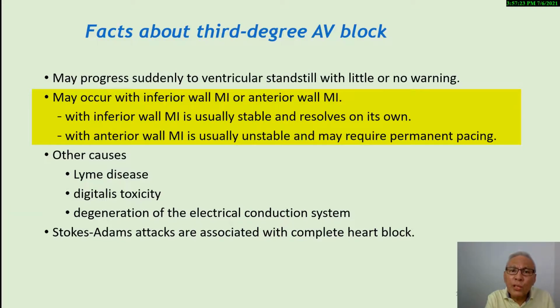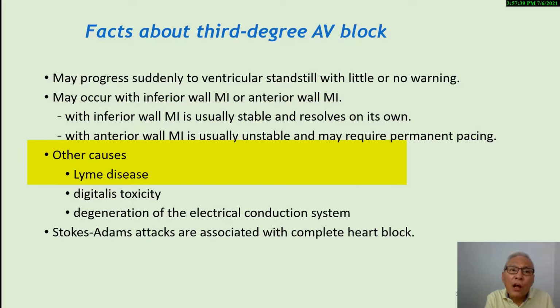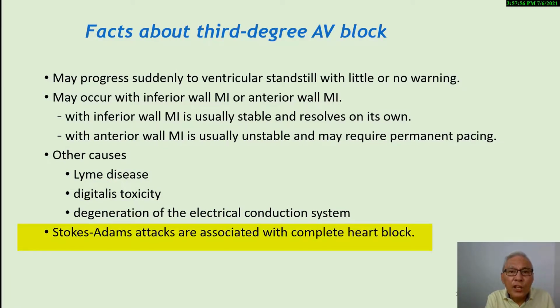Notice now that in the event that it is a complication of an inferior wall MI, it usually is stable and resolves on its own. However, if it is a result of a complication of an anterior wall MI, it usually is unstable and may require permanent pacing. There are other causes of third-degree AV blocks, such as Lyme disease, digitalis toxicity, or degeneration of the electrical conduction system. Syncopal episodes resulting from third-degree AV block are termed Stokes-Adams attacks.